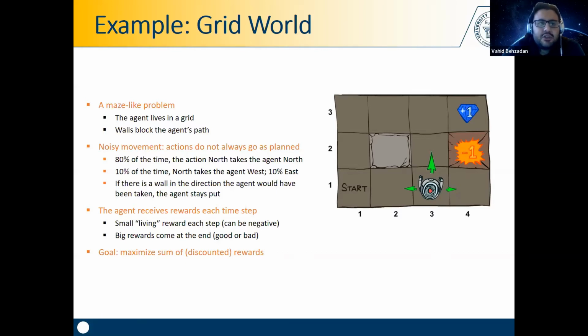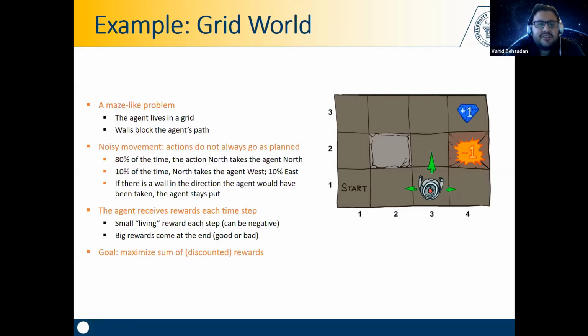Okay, so grid world is a maze-like problem. The agent lives in a grid, which looks like this. The walls block the agent's path, so the agent cannot pass through walls. The environment is noisy. This is really important. So actions do not always go as planned. In this particular toy problem, we assume that 80% of the time the action north takes the agent north, 10% of the time north takes the agent west, 10% east, and similarly for other actions.